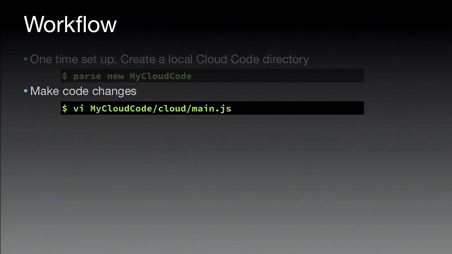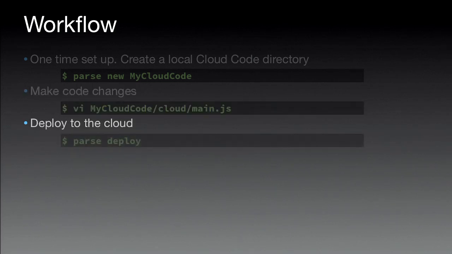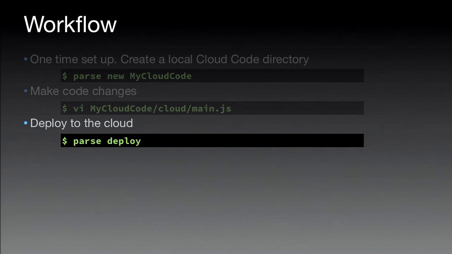And by default, you're going to have a file called main.js under the cloud directory. And you can go ahead and make any changes, add cloud functions. And then when you're ready, deploy it up to the Parse cloud where your app is available. Then the next thing you want to do is actually test it.